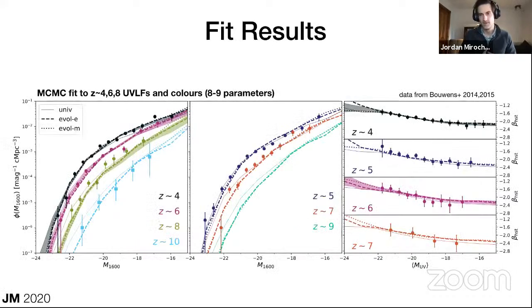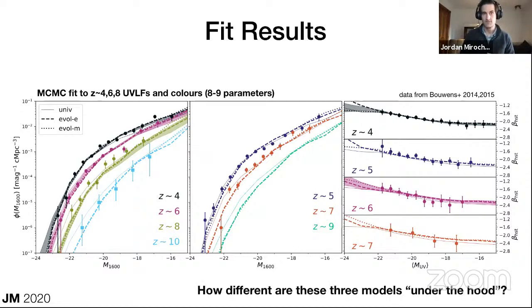So once again, these models have 8 or 9 parameters, depending on how you do things. You still can recover the evolution of luminosity functions and colors. There are some mild differences here, though I haven't shown you the confidence intervals just to keep things neat and tidy. But suffice it to say that these all provide a pretty accurate description of the data. And the key question, though, is for these energy-regulated models, or momentum-regulated models, the dashed and dotted curves in each panel, how different are these models under the hood from the universal star formation efficiency models?